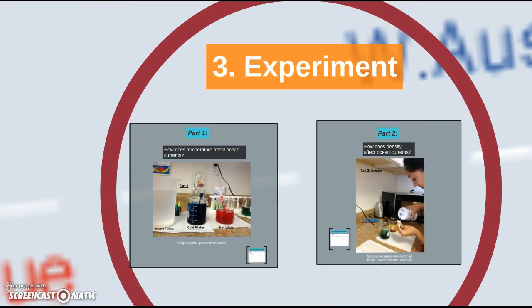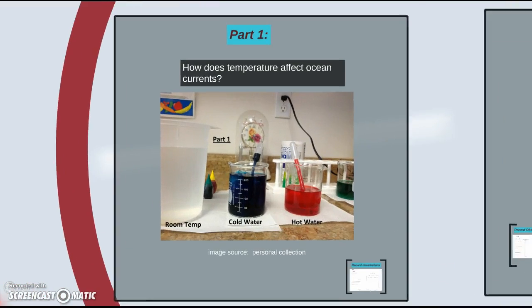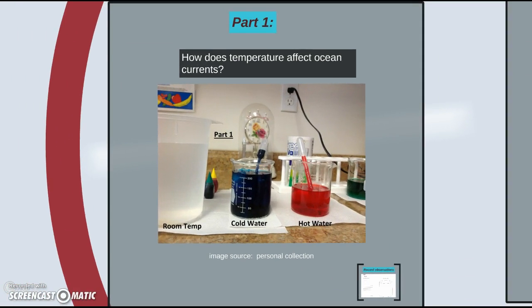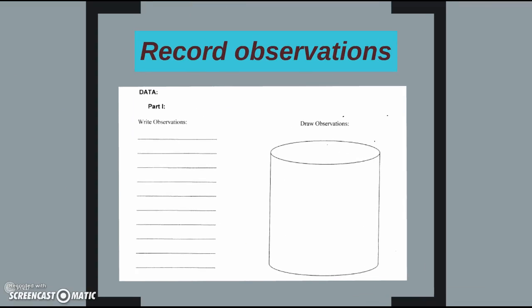Now it's time for the hands-on portion of the lab. The experiment has 2 parts. In part 1, you'll be comparing how temperature affects ocean currents. You'll compare the movement of near boiling hot water to ice cold water. You'll be asking yourself questions like, which temperature will move more quickly? Which will sink? Which will flow closer to the surface? Be sure to record your observation data on the form provided in your lesson guide.